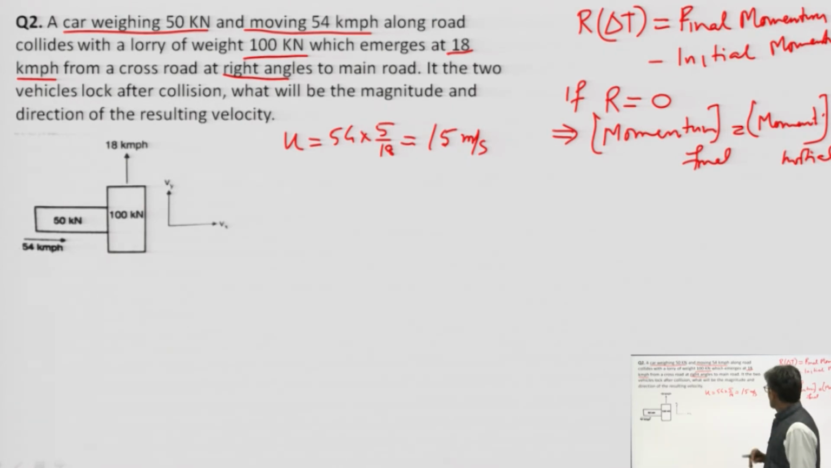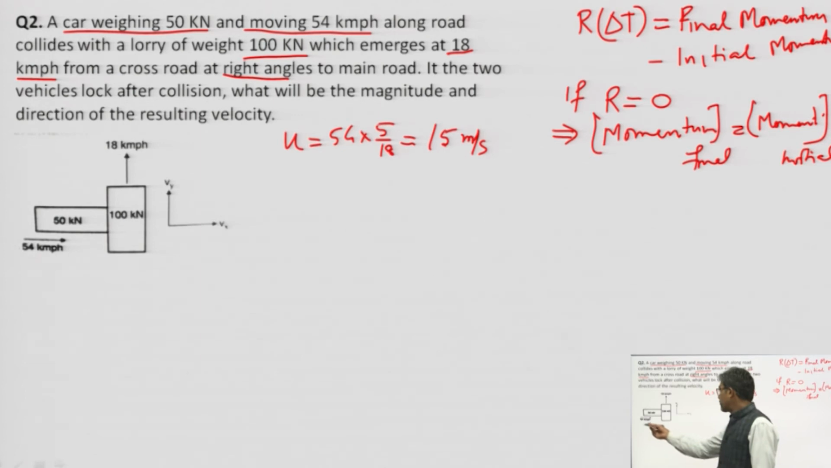So, this is another principle, conservation of momentum, means initial and final momentum will be the same if and only if R is going to 0. So, here this is the situation: one is coming from this side, and another is coming from the other side, one along the vertical and another along the horizontal, and they are merging with each other.